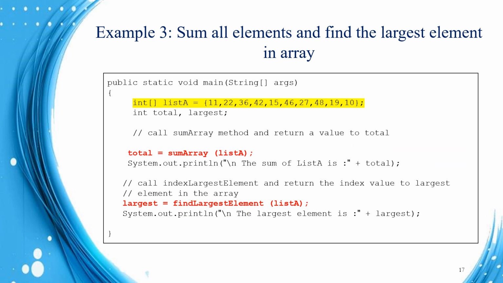Another example here is to sum all elements and find the largest element in an array. Here we have an array called listA, which is of type int, and the values that it contains are 11, 22, 36, 42, 15, 46, 27, 48, 19, and also 10. Within the main method, there are two method calls that use the array as the formal parameter, which are sumArray and findLargestElement. Within the main method, both methods are called to do the sum and finding the largest element.